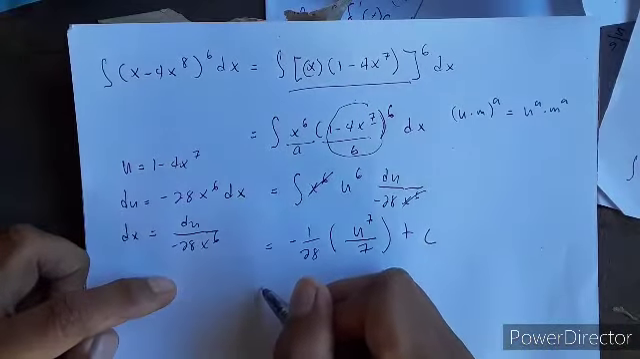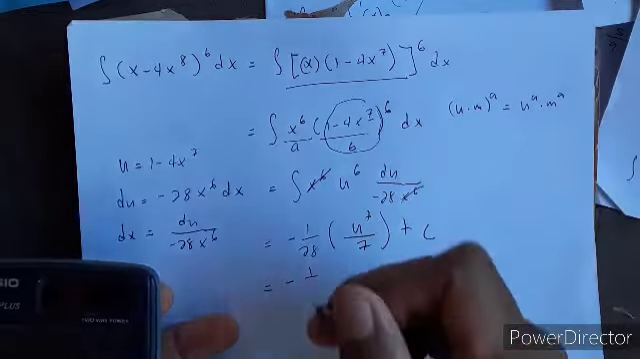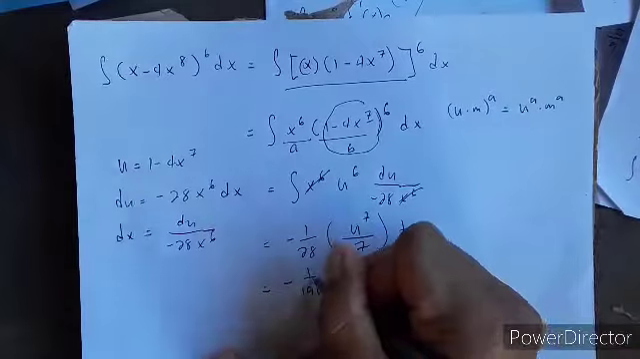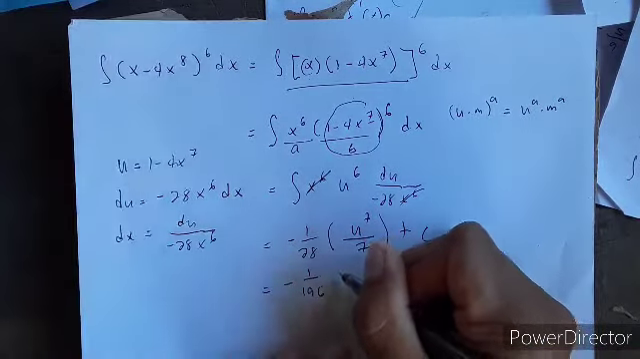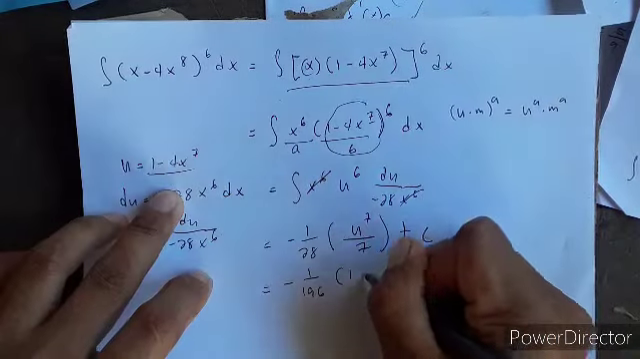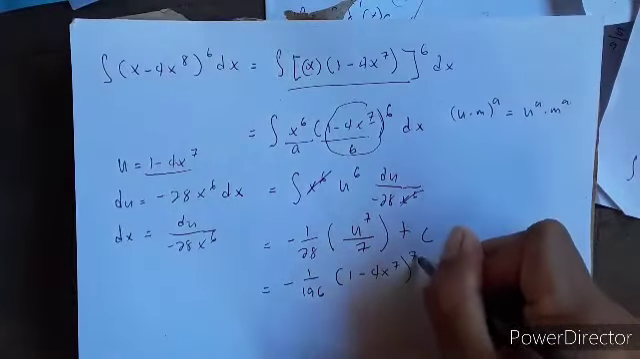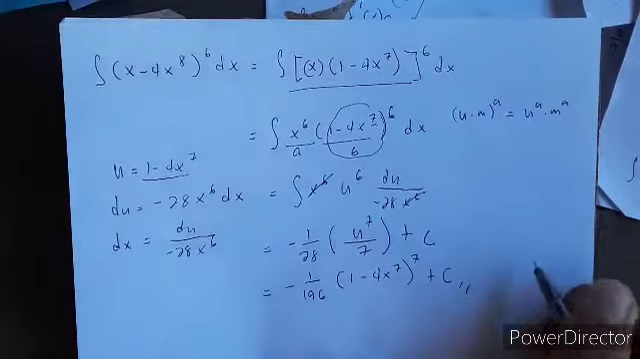So in simplifying, 28 times 7 is equal to 196. And by substituting the value of u, which is 1 minus 4 x raised to 7, then raised to 7, plus an arbitrary constant. So that is our final answer.